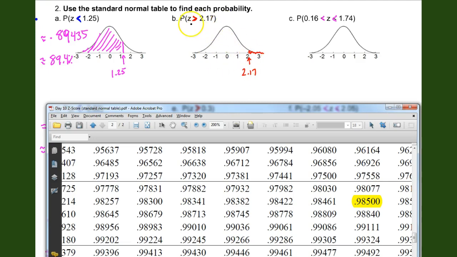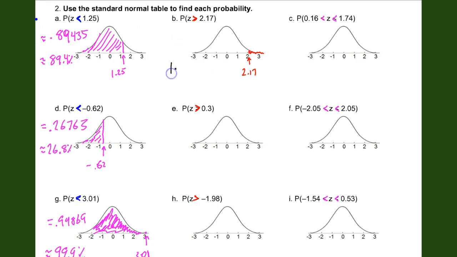So anytime we have a greater than, we need to do a little setup first. We need to do 1 minus the value of this to the left, right? So I'm going to find that 0.98500, that'll give me all this, and when I subtract from 1, that will give me just this part.